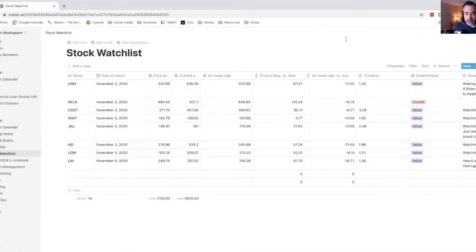Okay, so I call this my stock watch list template, and I built it just using some normal templates inside of Notion, but I customize each individual column for the things that I really care about. And you'll see a few of these things are things that just aren't easy to see inside of any of the platforms, particularly two of the columns that I'm going to show you. So I'll walk you through what I use.